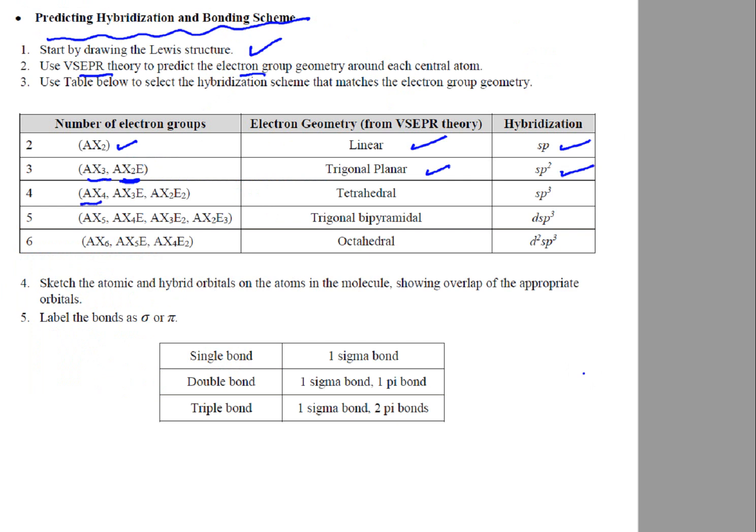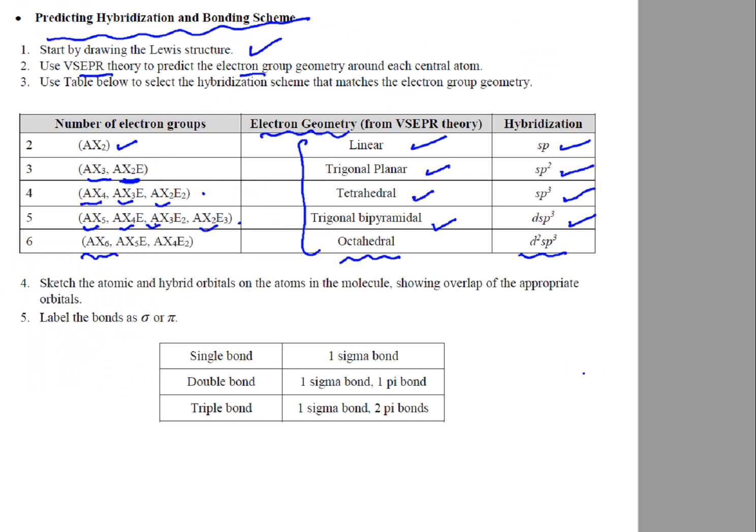If the type AX4 or one of those X's is replaced with 1 or 2 lone pairs, it will stay tetrahedral and type of hybridization stays sp3. AX5 or any alternatives, trigonal bipyramidal dsp3. Remember that those are electron geometry and not the molecular geometry, because presence of lone pair will change the molecular geometry. But the type of hybridization is determined only by the electron geometry. If AX6, octahedral and d2sp3.